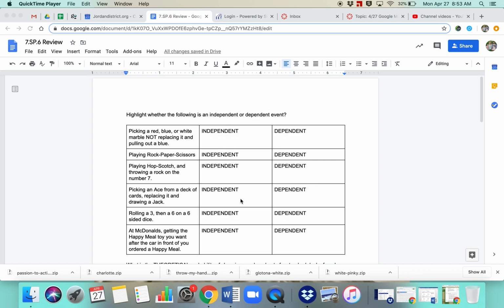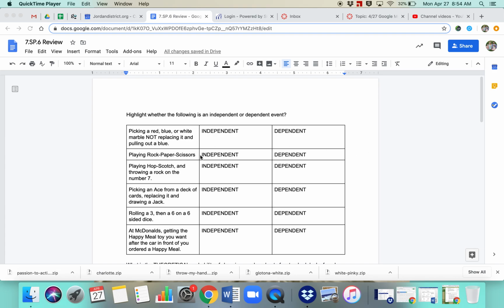So, remember, independent is when it doesn't need something else to have the answer for it. Dependent is when it needs something else to happen in order for it to happen, or the chances of it depend on something else. So, picking a red, blue, or white marble, not replacing it, and picking up a blue. So, if you're not replacing it, chances are that your answer is going to depend on what you haven't replaced.